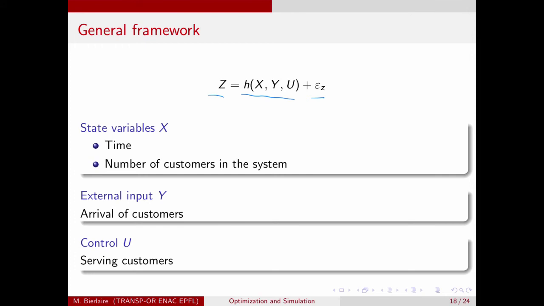So in the example of this discrete event simulation, the state variables, capital X, are the time and the number of customers in the system. These 2 variables characterize the system. Then we have an external input that we denoted by capital Y. In this example, this is the arrival of customers. And the control can be seen here as the way Rico is actually influencing the system. He is actually serving customers. So you can see this as the control variable.